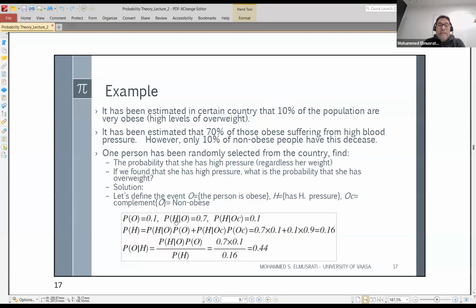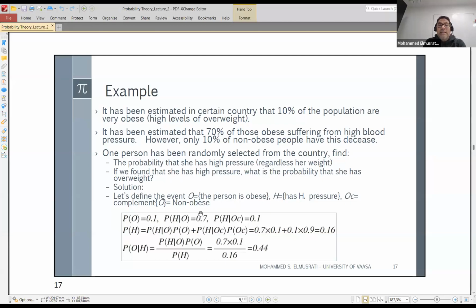What is the probability of a person having high pressure, conditioned on, or given that, this person has overweight? It is given here. It is estimated that 70% of those who are overweight or obese suffer from high blood pressure. So it means that it will be 0.7. So the probability of having high pressure given that this person has overweight is equal to 0.7.